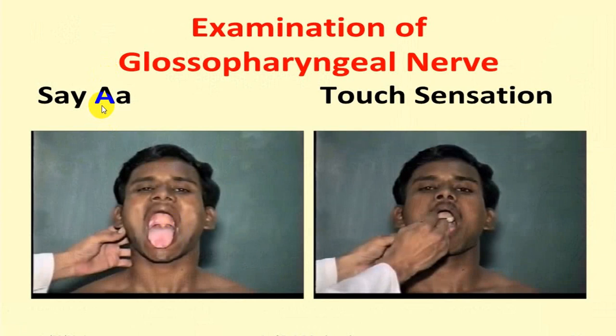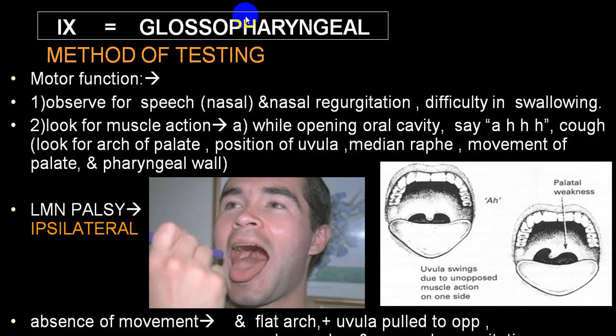So ask the person to say ah, and when you touch, you are doing a gag reflex. And also simultaneously, you are doing touch sensation. And this will be the glossopharyngeal nerve examination.